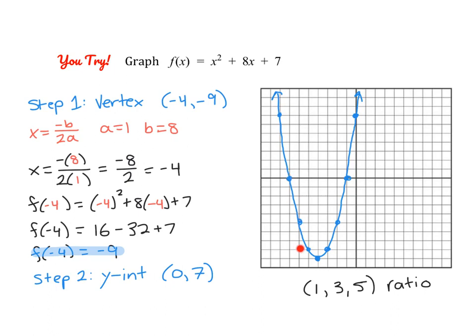And so our graph, again, should be an upward-facing parabola with a vertex of -4, -9 and a y-intercept at 0, 7.